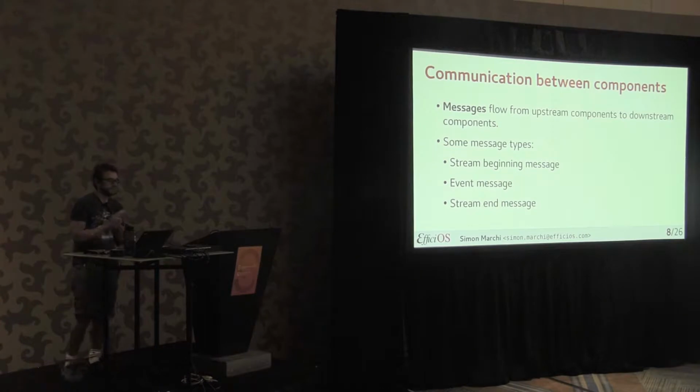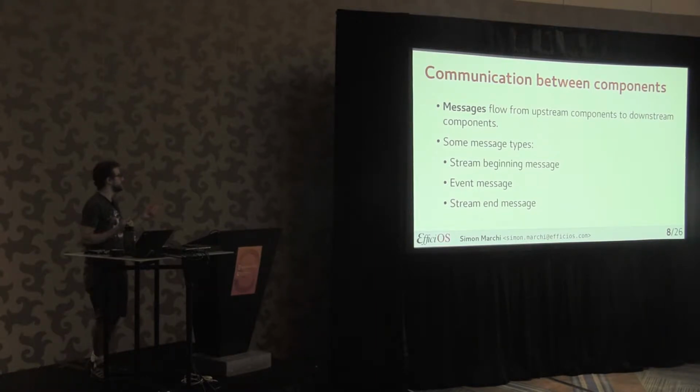The communication between them is done using messages. So a message is just the unit of information between one component and another. There are a few message types, the most important being these. When a component wants to indicate that it's reading the start of a stream of events, it sends that kind of message.